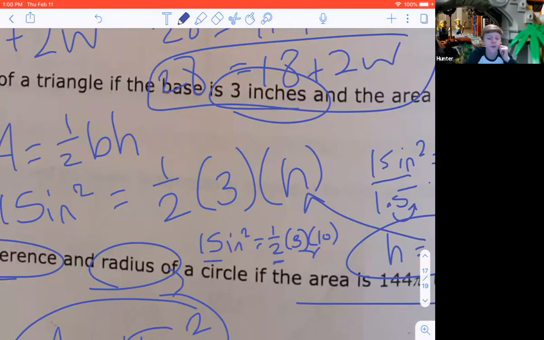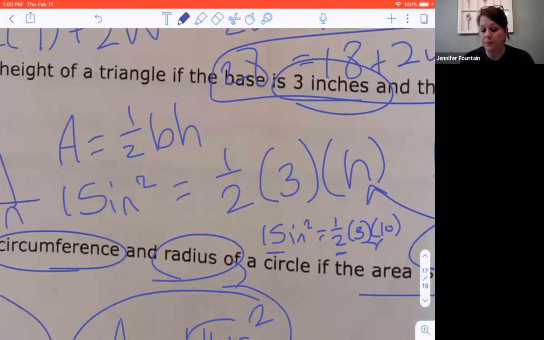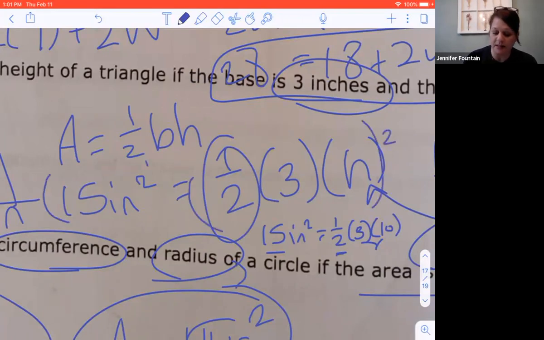I did that another way. Like I did 15 times 2 because that's 1/2. So absolutely, 30 and then divide by 3. Yes, so remember we've talked about that if I have a fraction and I want to clear my fraction, I multiply by the denominator. So if I multiply this side by 2, that means I multiply this side by 2. So then I end up with 30 is equal to 3 times h, divided by 3, and h is 10. Absolutely, good job.